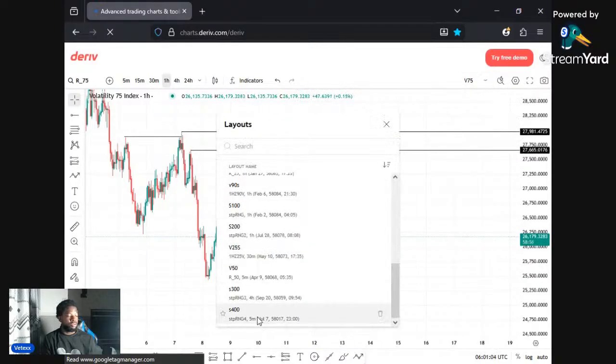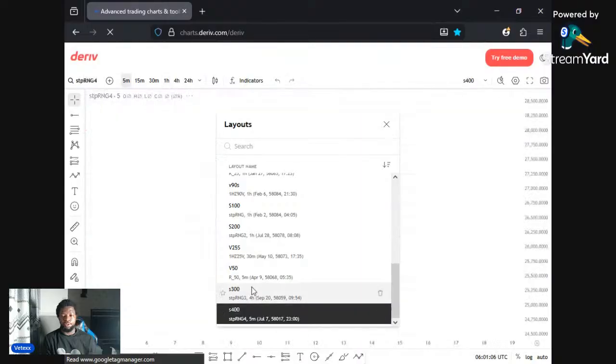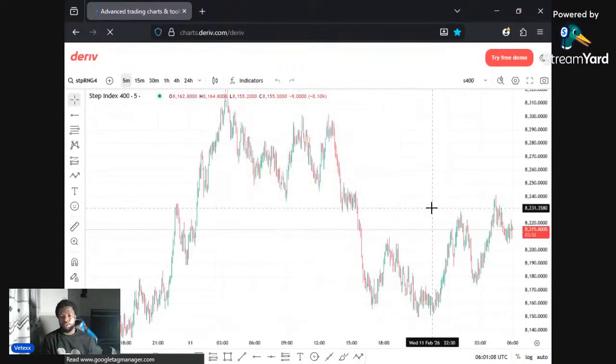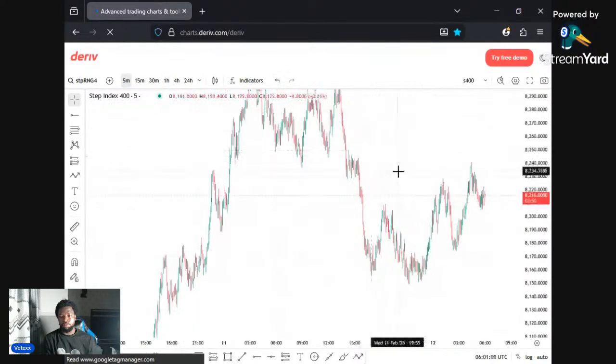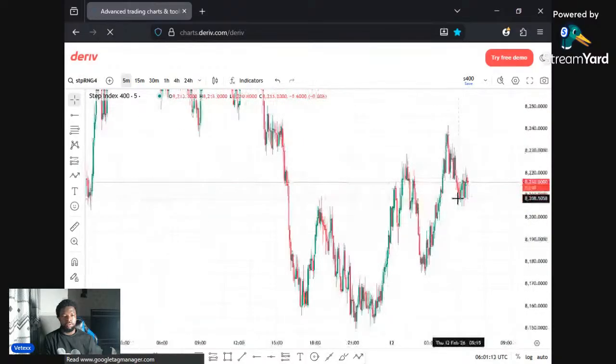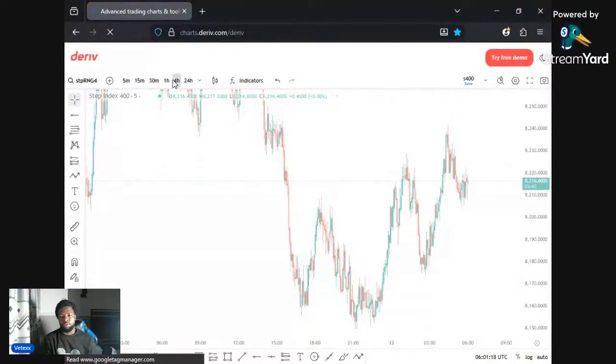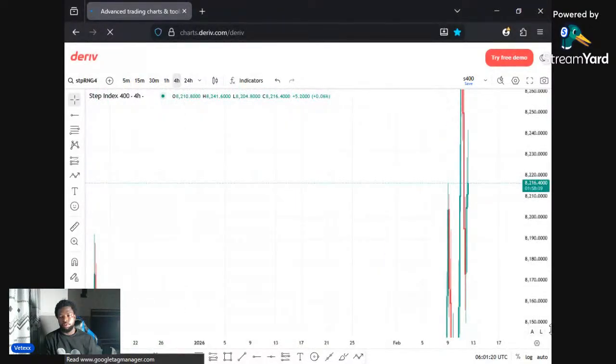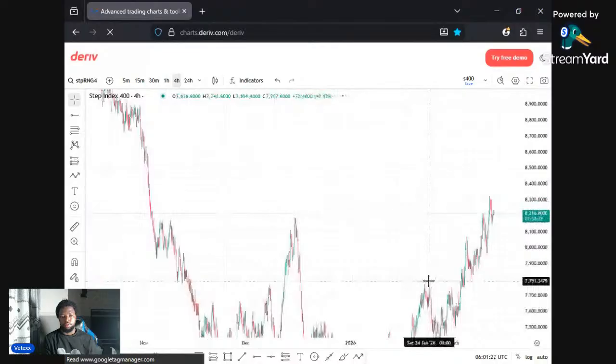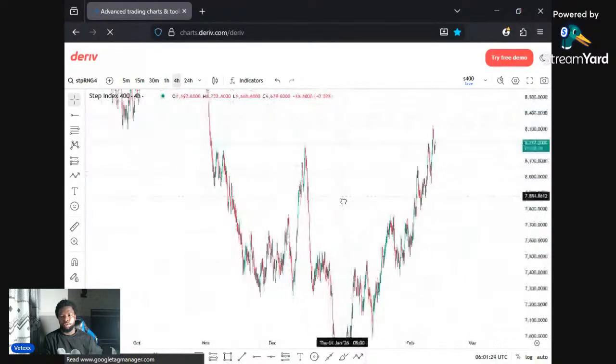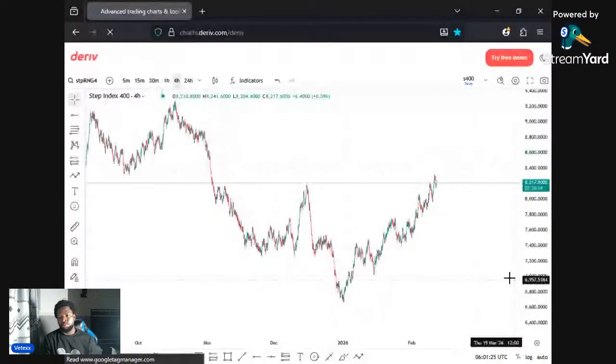The sell on Step 400. Let's check Step 400. You can see anything? Not so good, at least on 5 minutes. There's nothing happening at Step 400 currently.